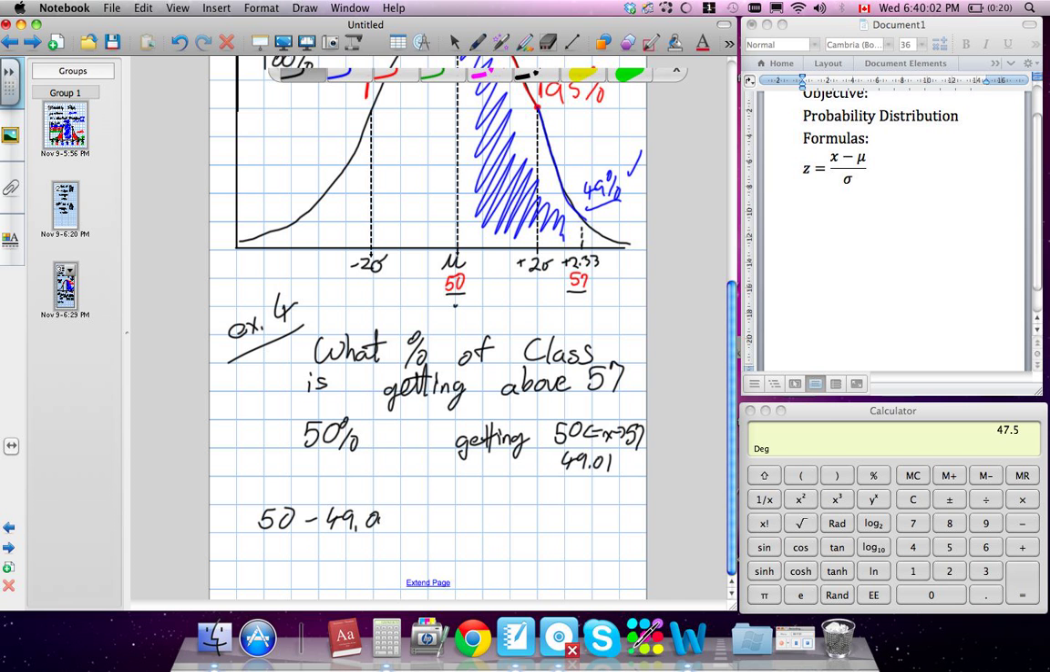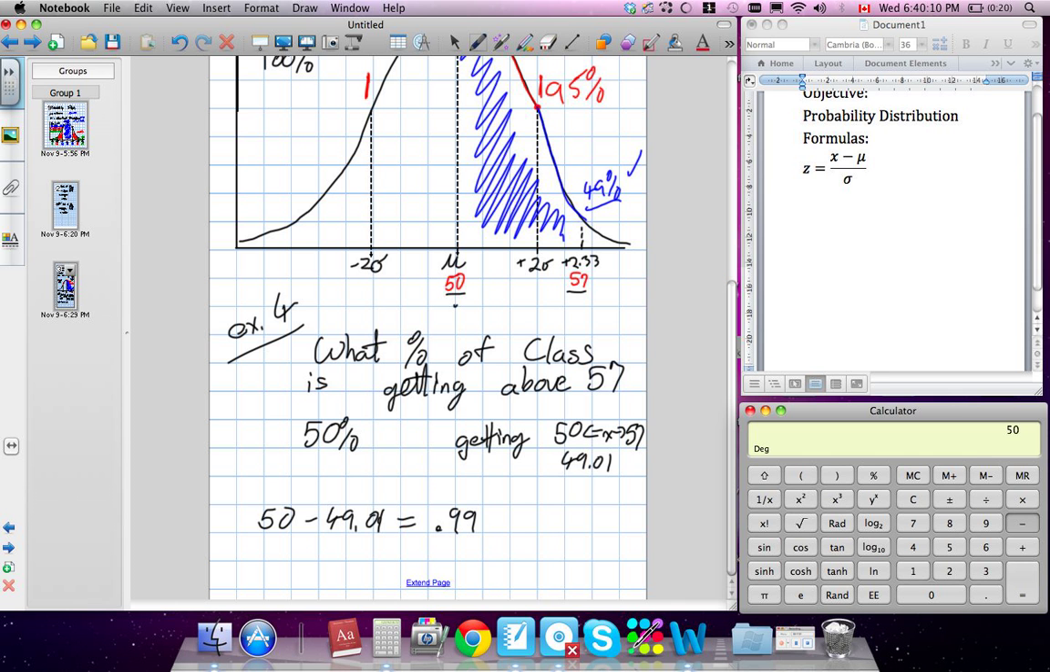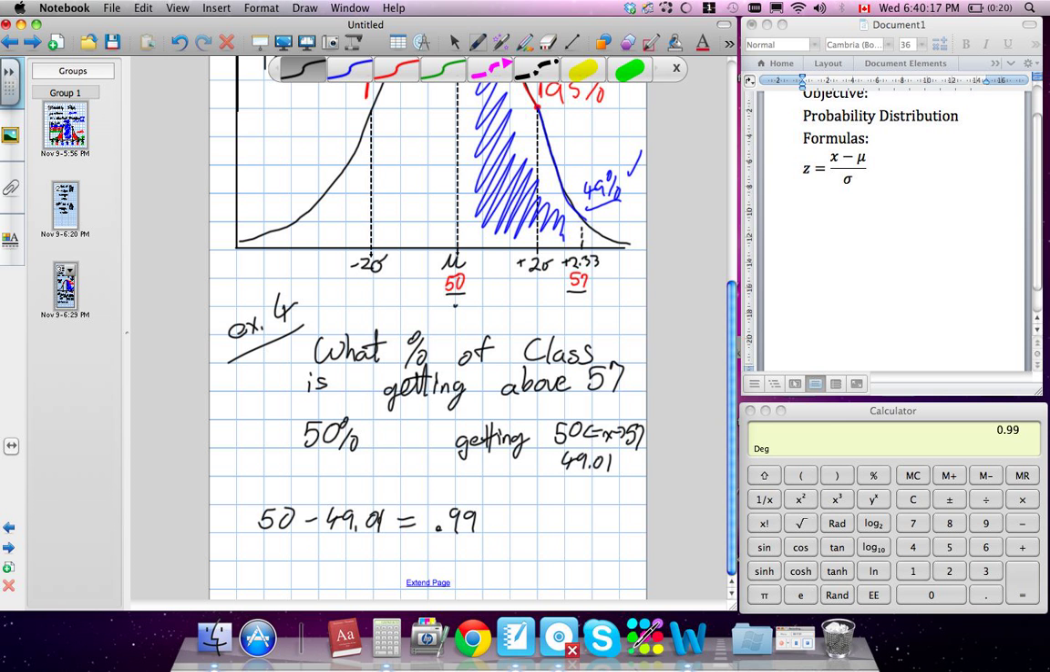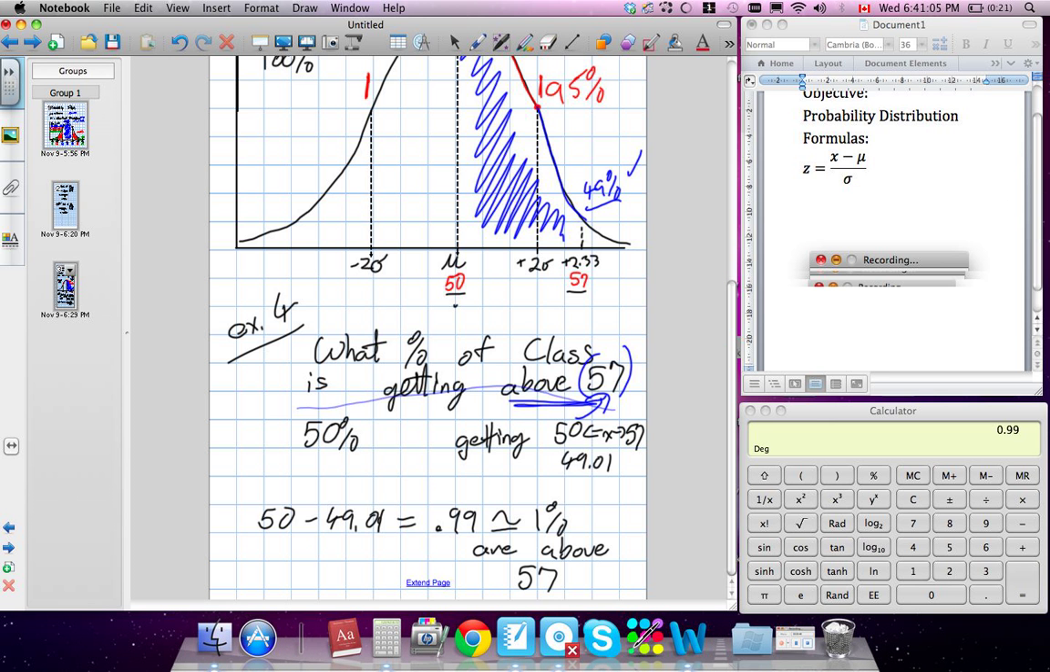And we know up to 2.33 standard deviations, or the mark of 57, people getting between 50 and 57, we know that that's 49.01% of the data. So that's going from the number 50 to 57. So how would we figure out the small percentage or the small area after? How many people are above 57 in the class? Do you have any idea what we would do?